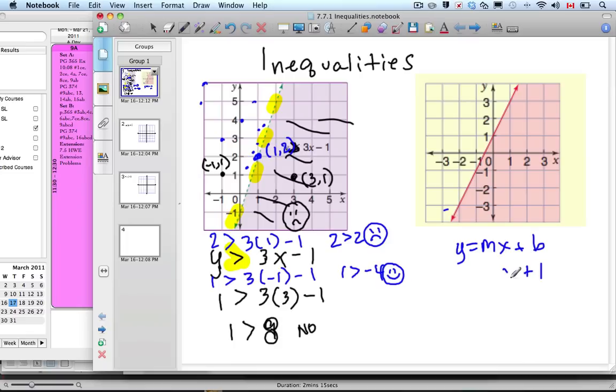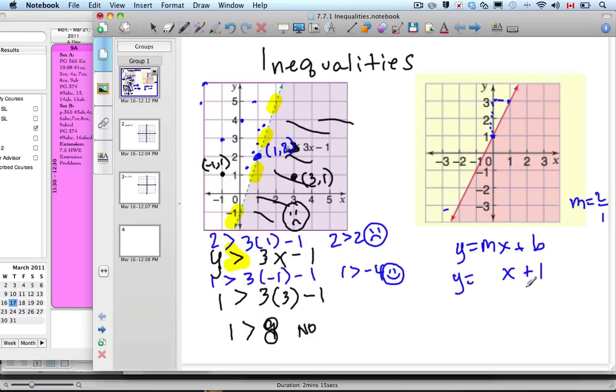Plus 1. Now we only have to recognize, because we want both of our variables y and x, what the slope is. So let's see. I'm going to pick one point here and one point here. I rise 2 and go to the right 1. So 2 over 1.